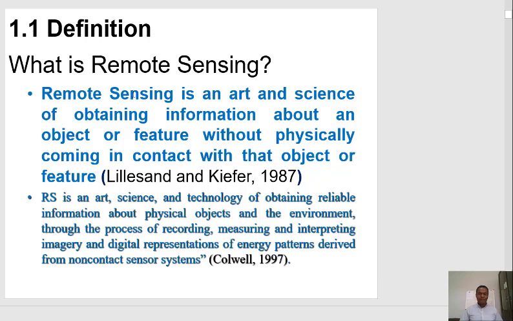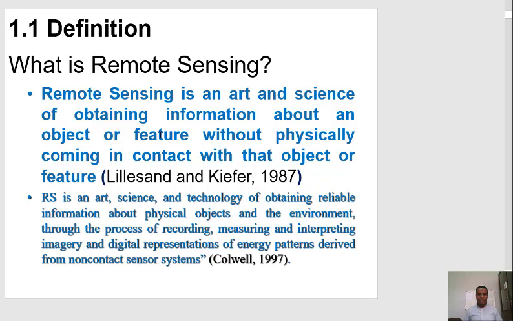Obtaining, getting information from a distance without having any physical contact, with the help of electromagnetic radiation. So the question we ask here is, how can we obtain information without having any physical contact? The answer is, with the help of electromagnetic radiation, one can acquire or obtain information from a distance. So this is a general definition of remote sensing.